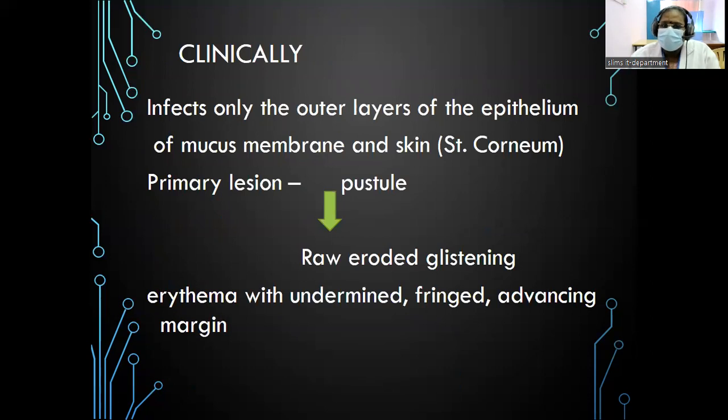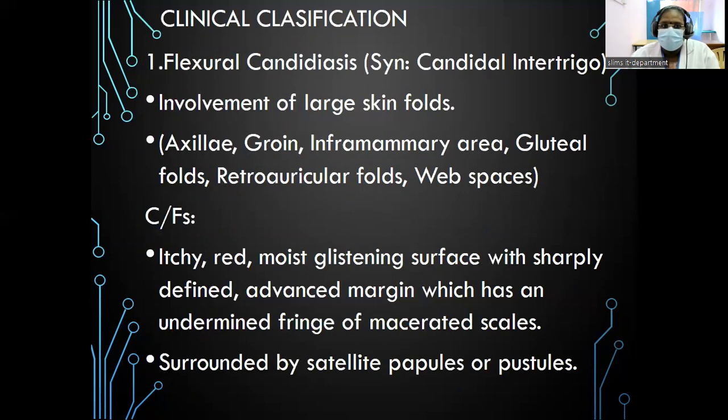Clinically, it infects only the outer layers of the skin and the mucous membrane. The primary lesion is either a papule or a pustule, which later becomes a raw, eroded, glistening erythema with an undermined fringe and advancing margin.